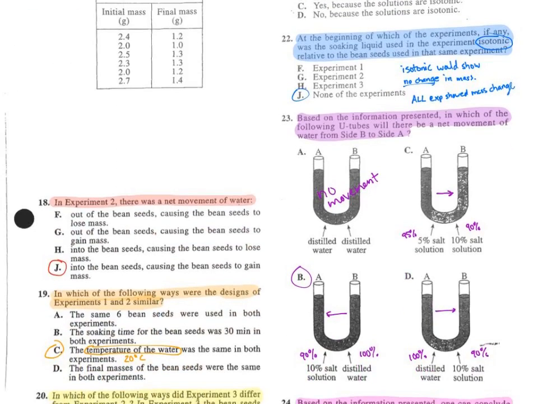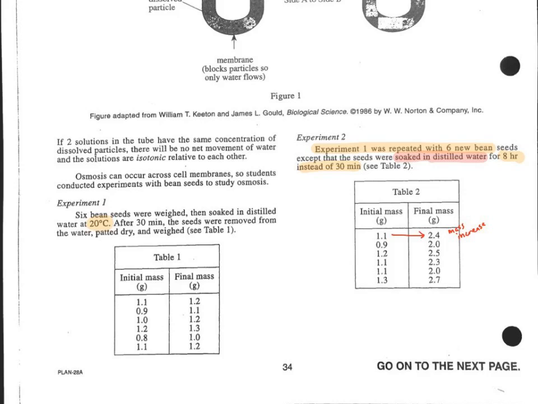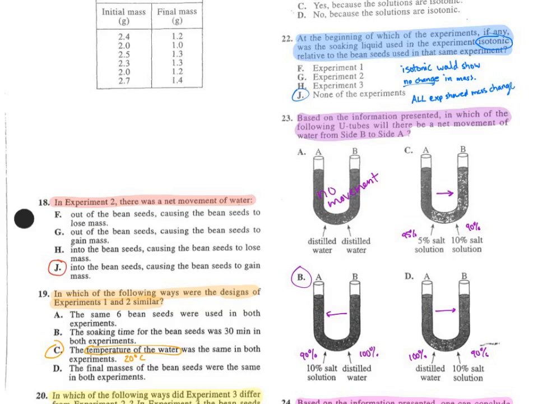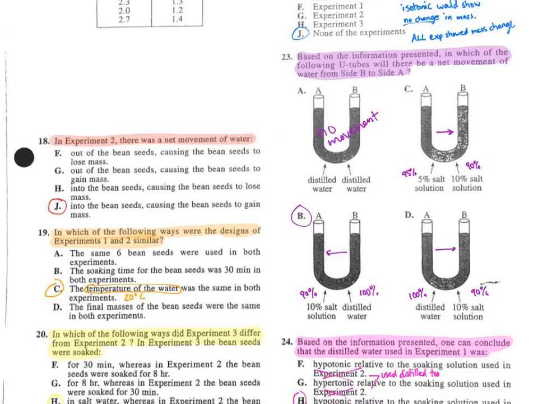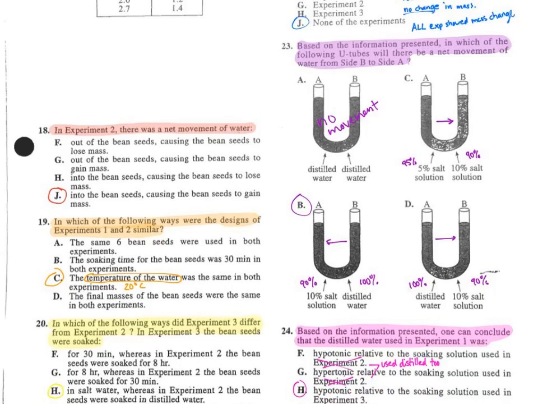For number 18, it says in experiment 2, there's a net movement of water where? So in experiment 2, since the mass is going up for all of these, the initial mass is always less than the final mass for the 6 beans that they collected data for. That must mean that water was moving into the bean seeds because mass was increasing. If you're adding water, you're adding mass. So 18 was J.